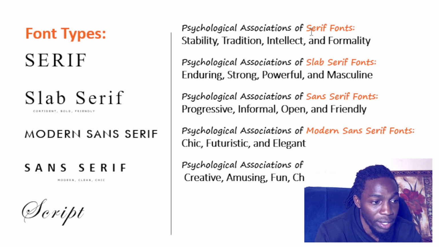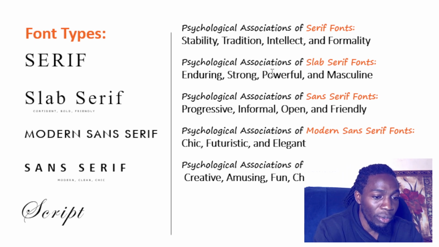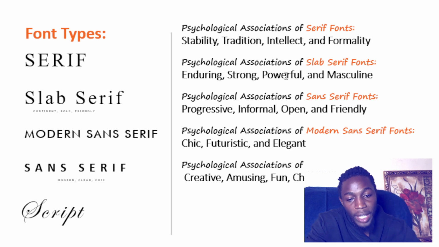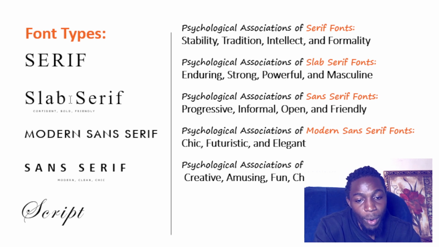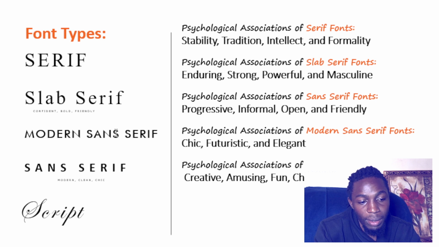When it comes to serif fonts, they show stability and tradition. Times New Roman, for example, shows intellect and formality. That is the psychological association of the serifs. For slab serif fonts, we have enduring, strong, powerful, and masculine. So it shows masculinity, because they are a bit wide, and most of them don't have those little details on the ends. It's just slab. What do I mean by slab?